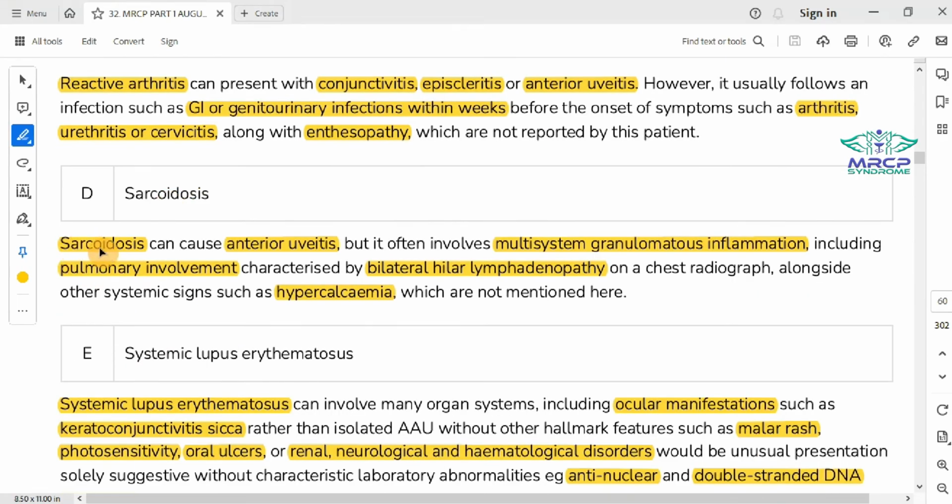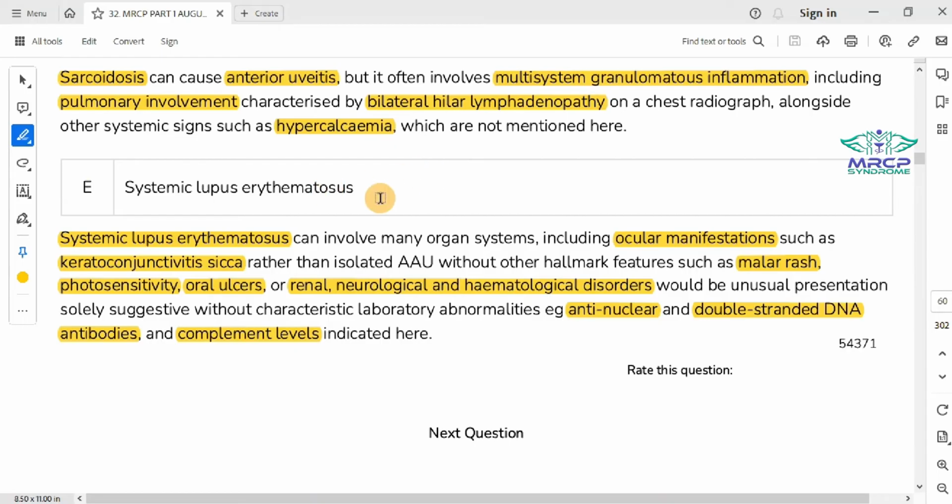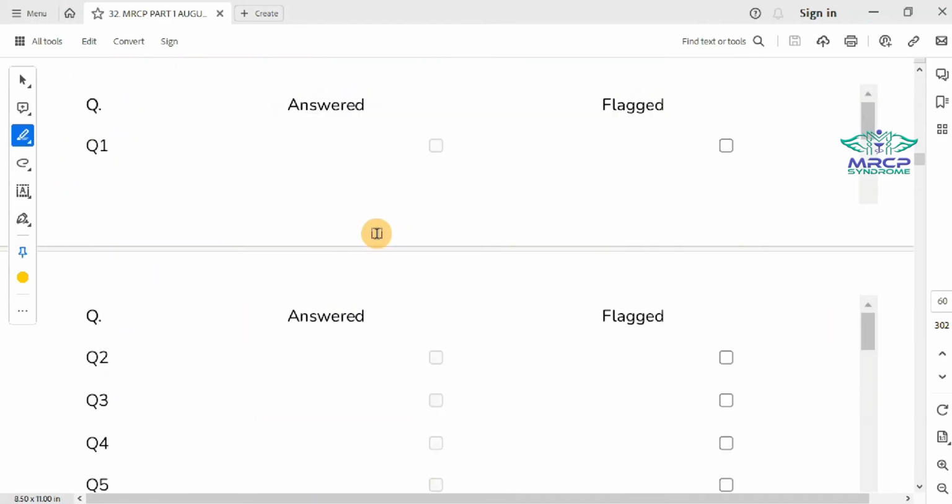And sarcoidosis is usually seen in patients of Caribbean heritage. They may come up with multisystem granulomatous involvement, including pulmonary involvement, meaning bilateral hilar lymphadenopathy. There may be features of hypercalcemia, and easily there will be multisystemic involvement.